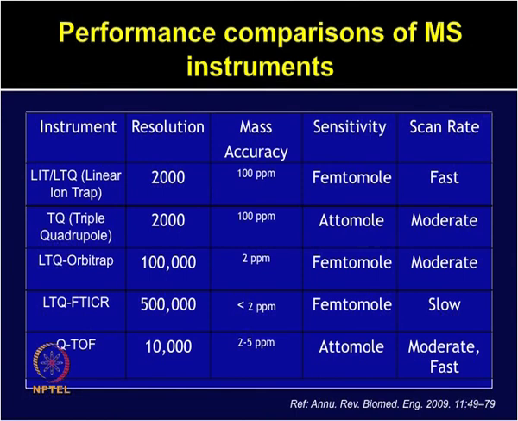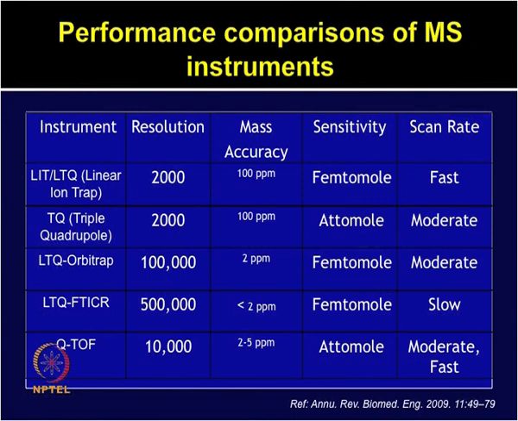They have resolution of 2000, mass accuracy 100 ppm, sensitivity femtomole and scan rate is very fast. The triple quadrupoles or TQs with resolution of 2000, mass accuracy 100 ppm, sensitivity in attomole and scan rate is moderate. The LTQ Orbitrap, they can provide high resolution 100,000, mass accuracy 2 ppm, sensitivity in femtomole and scan rate is moderate to low.